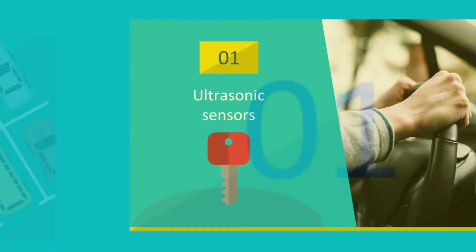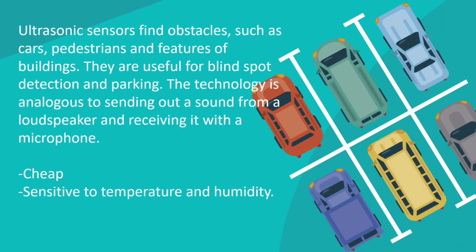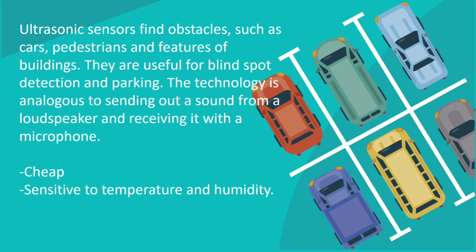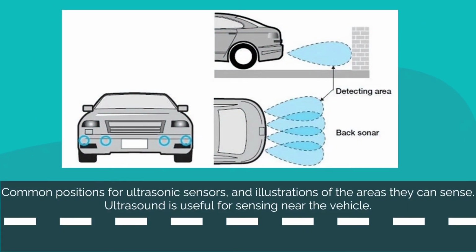Ultrasonic sensors can detect obstacles such as cars, pedestrians, and buildings, and they are useful for blind spot detection and parking. It sends out a sound from a loudspeaker and receives it with a microphone. It's the cheapest of the three, but is sensitive to temperature and humidity. This is the common position for the ultrasonic sensors and the area they can sense.